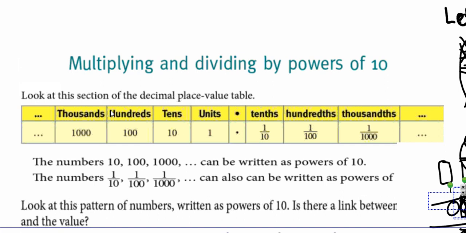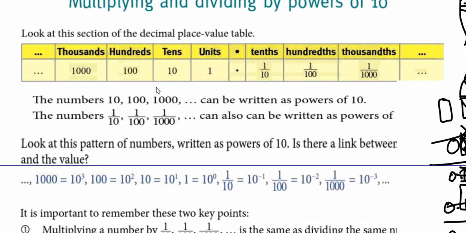Okay, now let us see this page here, which is all about multiplying and dividing by powers of 10. So we'll be multiplying and dividing by powers of 10.